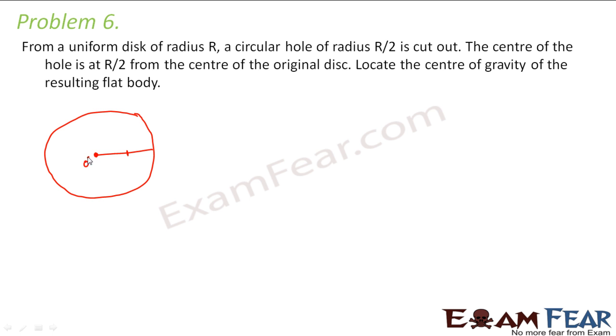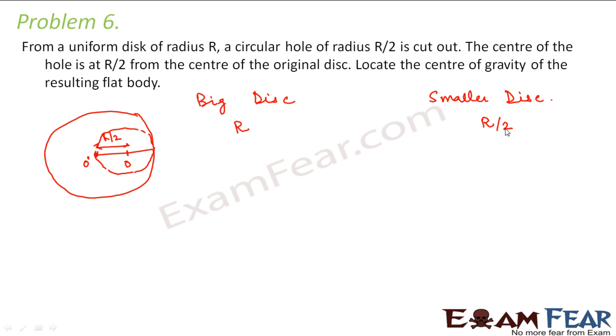Let us suppose the center of the original disk is O dash and the center of this portion which is cut out is O. So this distance is r by 2. Okay, so this is the circle which is cut out. So locate the center of gravity of the resulting flat body. Here we have two discs, one is a big disc, the other one is a smaller disc. For the bigger disc, let us suppose that the radius is r. For the smaller disc, the radius will be r by 2.